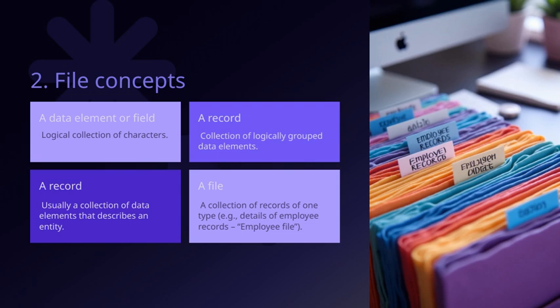And within each record, there are data elements or fields. These are the individual pieces of data, like an employee's name, ID number, or department, that make up the record. So, in summary, understanding these concepts helps us see how data is organized and stored efficiently. It's fundamental to managing and retrieving information effectively in any information system.